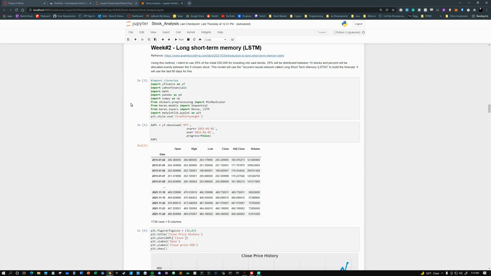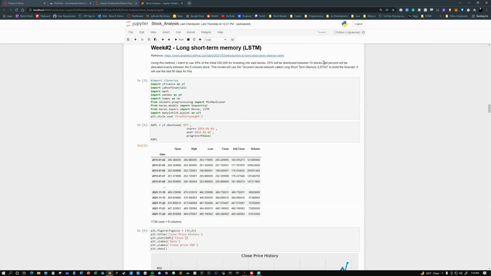Now moving on to week two, this is pretty much where we get to the nitty-gritty of the actual project itself. Here we actually have some machine learning application implemented. The method that we used here was an LSTM, short for long short-term memory. Here I use the same allocation as I did in week one, where I'm going to allocate 25% of the initial 250 for investing.